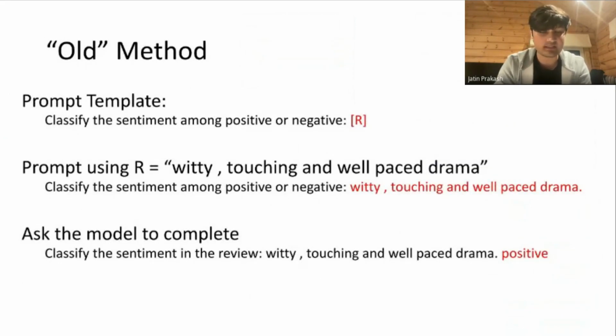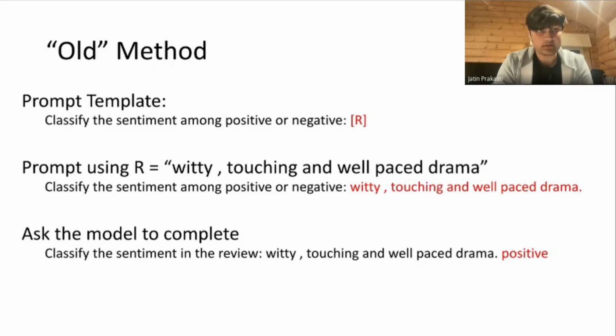The old way of doing this would be, let's say you're trying to classify the sentiment of some movie review. We first construct a prompt template: classify the sentiment among positive or negative. This means you can feed in any review and it will give you the answer. When we prompt using R, specifically 'witty, touching, and well-paced drama,' the prompt becomes the following. Then if we ask the model to complete, we hope it replies with positive as generated text.